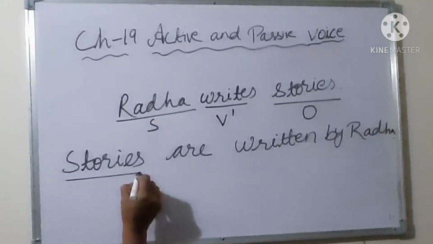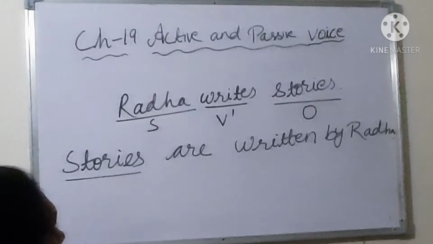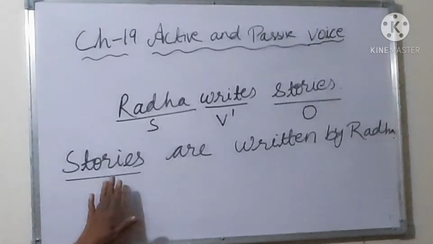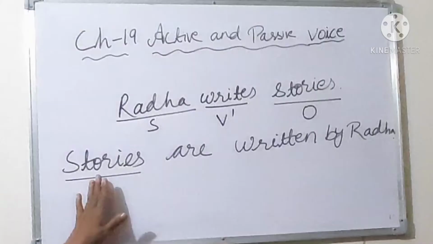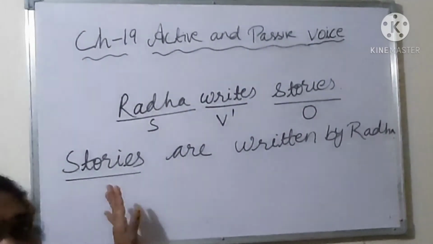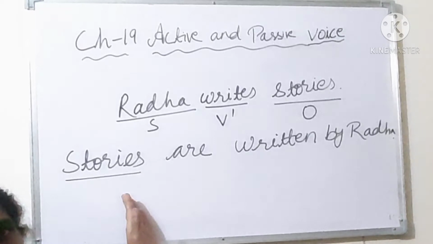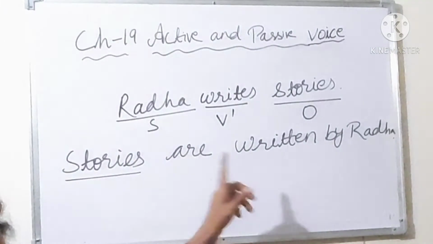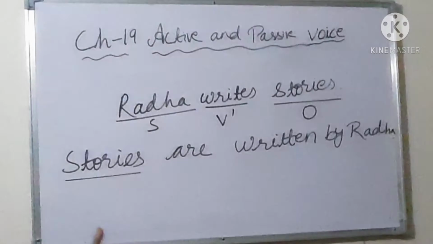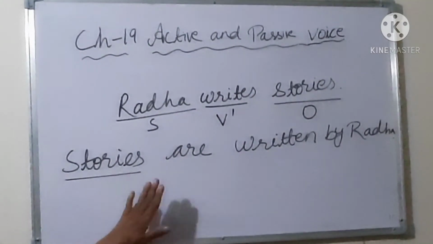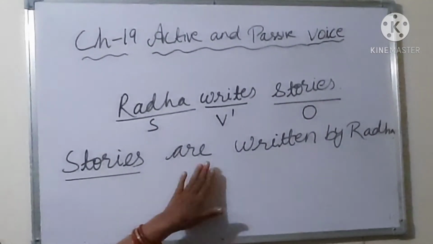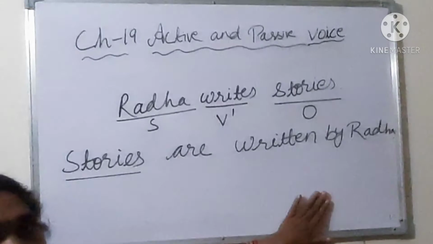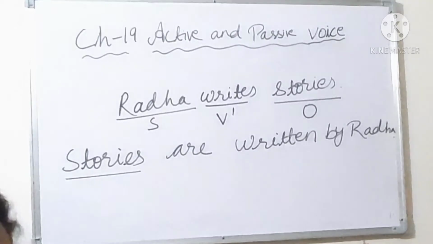Children, here stories are written by Radha. In this sentence, the subject stories is the receiver of the action indicated by the verb are written, not the doer. So we can say that this sentence is in passive form. Stories are written by Radha. It is in passive form.